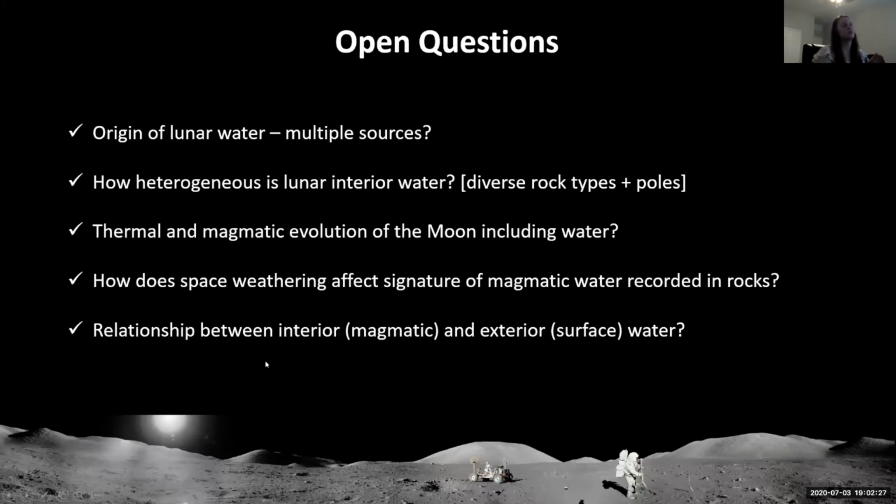And we still don't know the relationship between interior or magmatic water, the water we're measuring in lunar rock samples like the basalts and the plutonic samples, and what we're finding on the surface of the moon. And so much more work is needed to address these open questions, but that's where the field is at the moment. Now, going on from here, what we hope is that a new set of lunar samples that just became available might help us to address some of these questions.